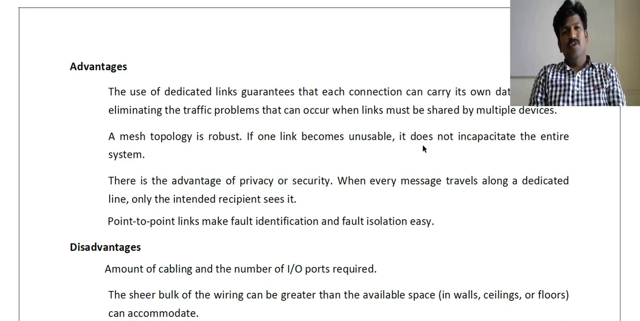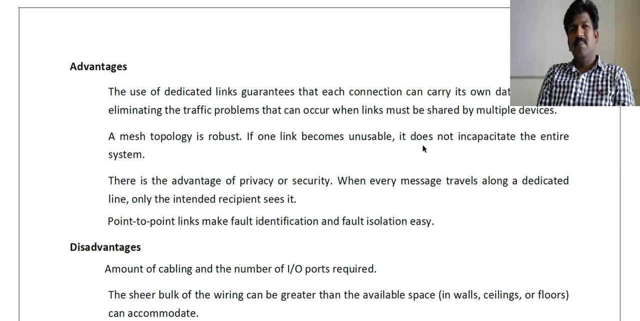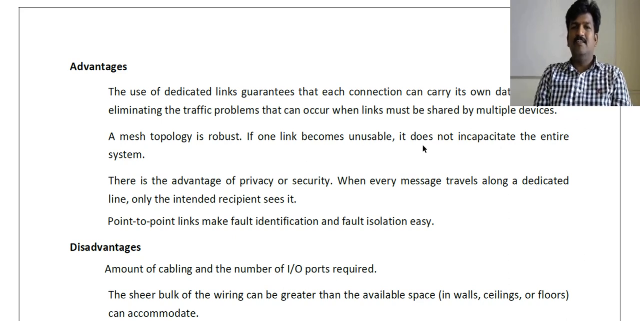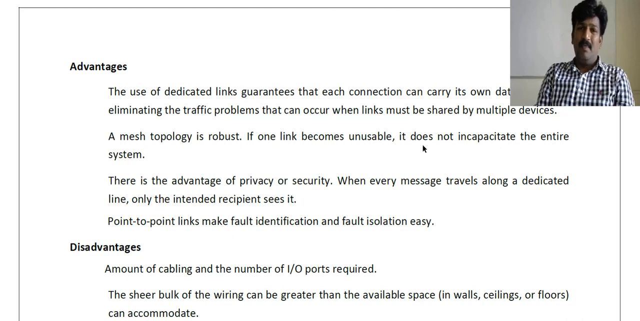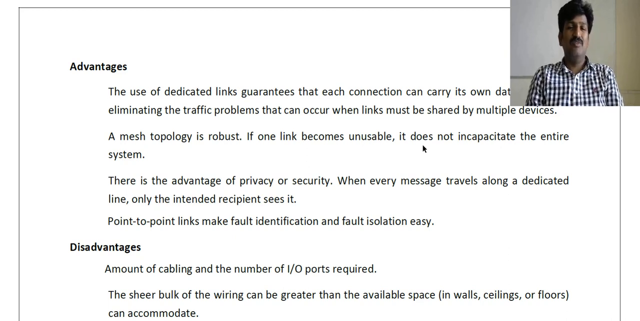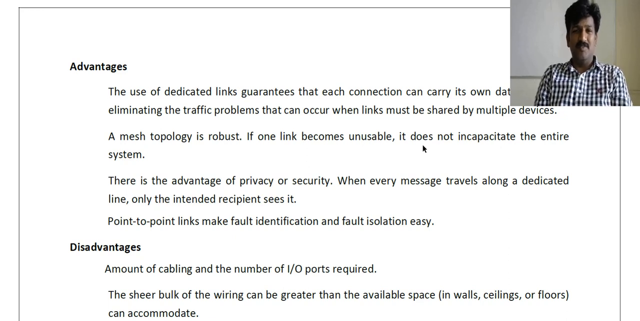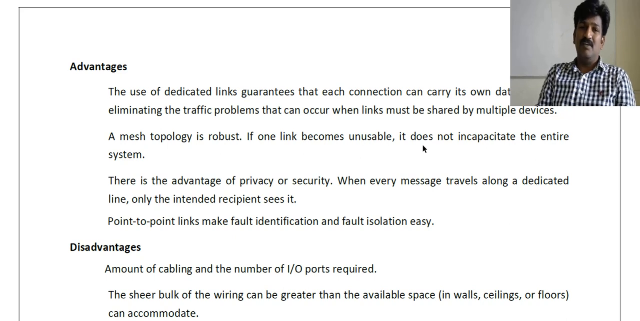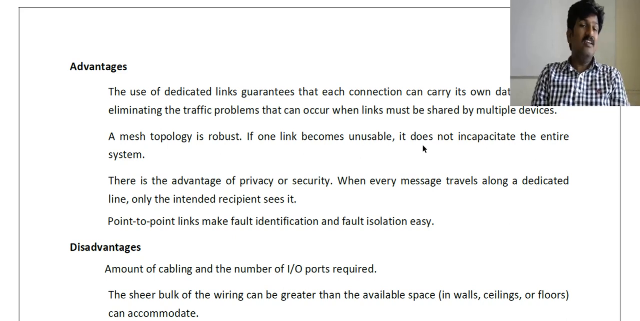And one more point, you can have privacy and security, because when you have a direct link between two computers, an unauthorized and malicious person is not able to take the data which is transmitting through the dedicated link. So you can achieve privacy as well as security. When every message travels along a dedicated line, only the intended recipient sees it. Unintended recipients are not allowed to see it.